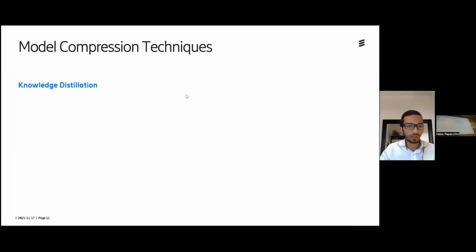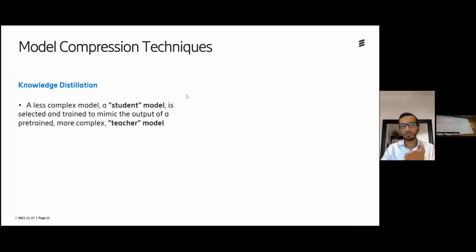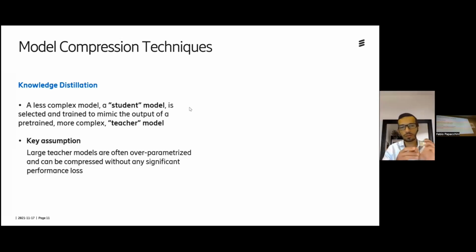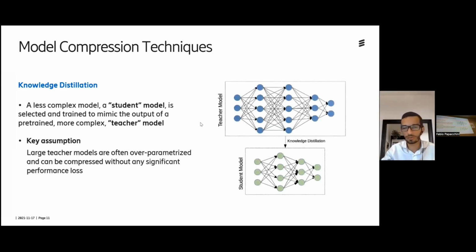And moving on to knowledge distillation. In knowledge distillation, we have two models, the teacher and the student. The teacher is the large and complex model, and we replace it with the student model, which is trained to mimic the output of the teacher model. We'll see an example later on. The key assumption here is that large teacher models are often over-parameterized and can be compressed without any significant performance loss.